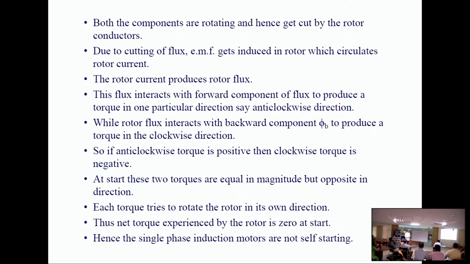Okay, so the rotor current produces the rotor flux. This flux interacts with the forward component of flux to produce a torque in one particular direction, say anti-clockwise direction. The backward component produces torque in the clockwise direction. So if the anti-clockwise torque is positive, then the clockwise torque is negative, but at starting these two torques are equal in magnitude but opposite in direction. So each torque tries to rotate the rotor in its own direction: one tries to rotate it anti-clockwise and the other clockwise.